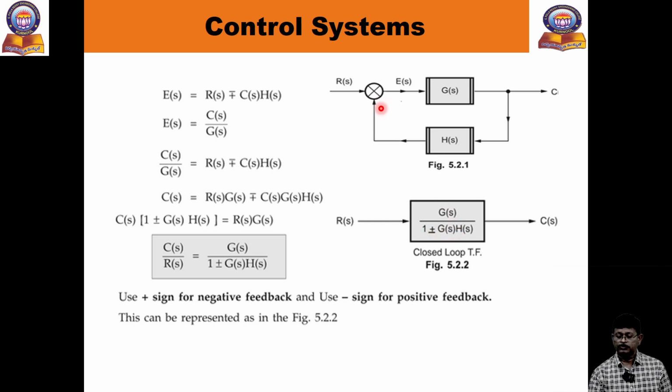If the feedback is positive, then you will get 1 minus G of S H of S. That is the only difference. As I already represented, the plus sign is for negative feedback and the minus sign is for positive feedback. This is the simple technique to reduce a closed loop to a single block, so this is the closed loop transfer function. Generally 1 plus G of S H of S is called the characteristic equation.